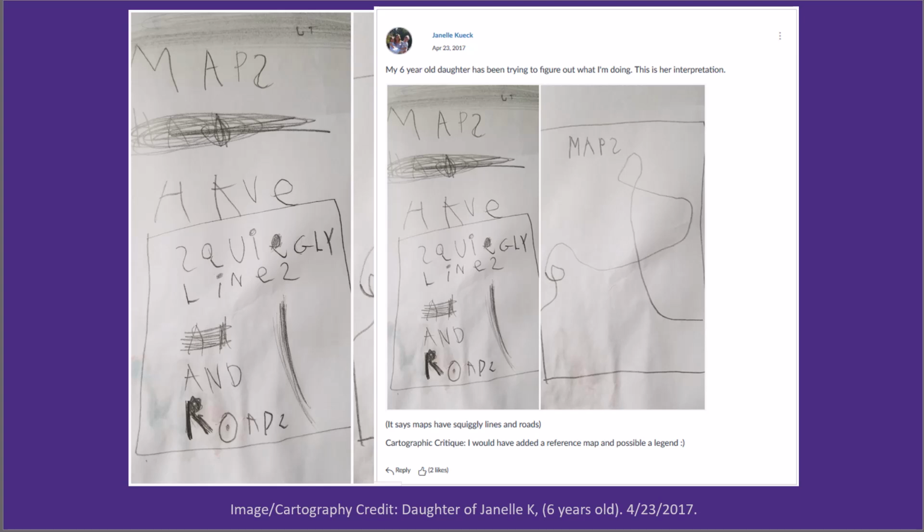Janelle wrote, "My 6-year-old daughter has been trying to figure out what she's doing, and this is her interpretation." And if you can't read it, it says maps have squiggly lines and roads.